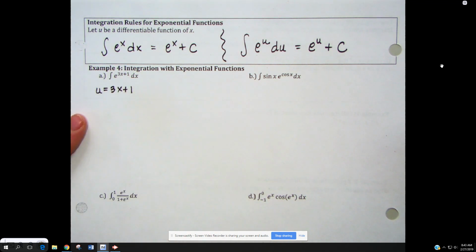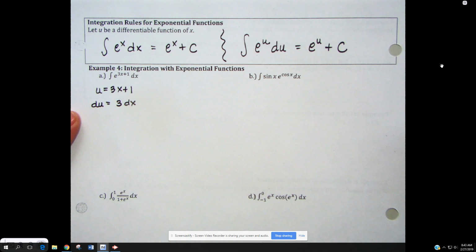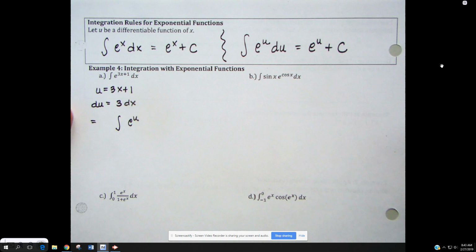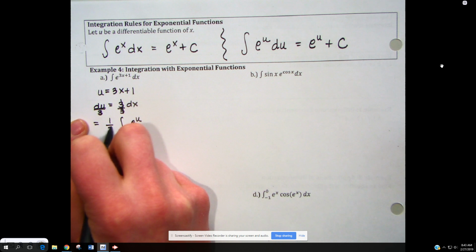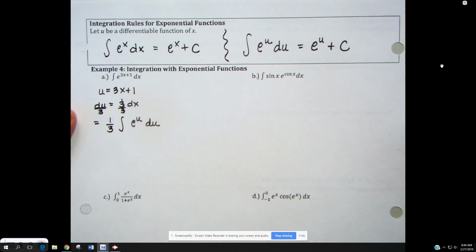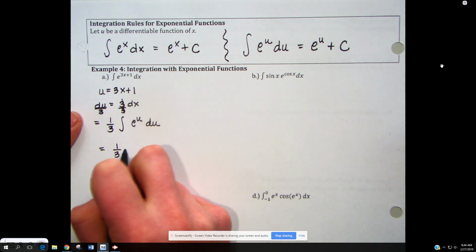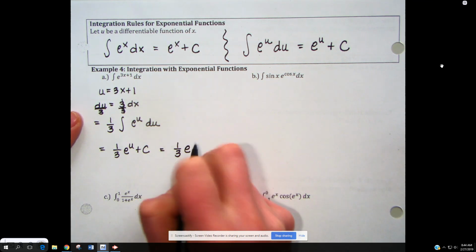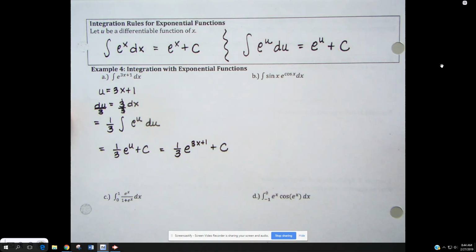So for example, on A, I'll let my u be 3x plus 1, and my du would be 3dx. If I look, I could rewrite this integral as e to the u. I only have a dx, so I'm going to divide my 3 to the other side, and I'll have 1/3 du equal to dx. Well, the integral of e to the u is just e to the u. So this is 1/3 e to the u plus c. And I'll back substitute in 1/3 e to the 3x plus 1 plus c. A nice, easy question.